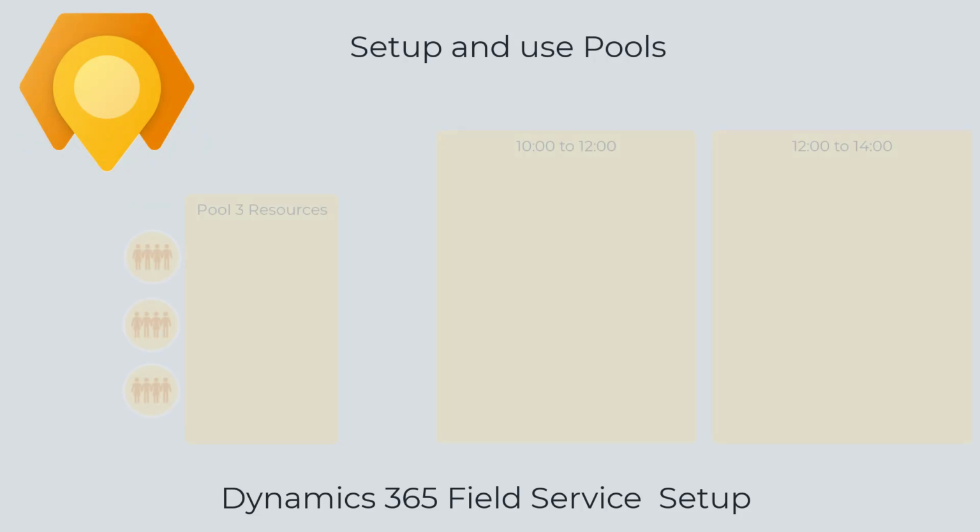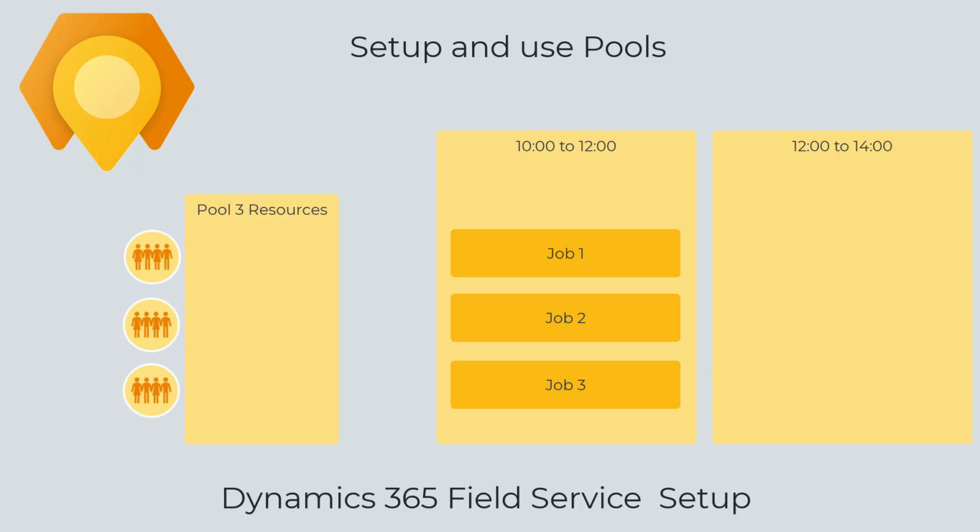In this session, we are going to have a look at how to set up a resource type named pools. In Dynamics 365 Field Service, pools are used to book capacity rather than individual resources. The intention is to set up a pool that represents the number of resources you have available in a specific time slot. For example, you might have 3 technicians available to be booked on 2-hour jobs.